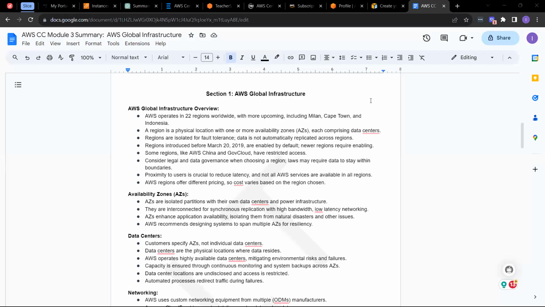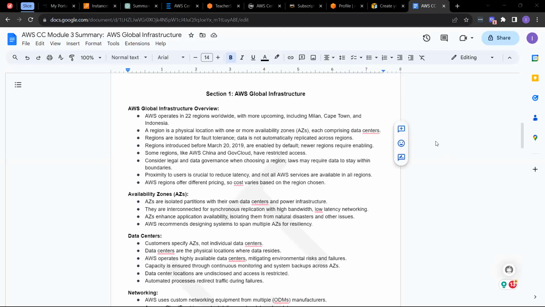However, there are other regions that are restricted. Yes, they are restricted regions, like AWS China and GovCloud. GovCloud is for the US government. And AWS China, because of their data restrictions and privacy rules, has its own private region. Those ones are not available to us. From March 2019, all the regions introduced are automatically enabled. But for regions before that date, you need to go and enable them before you can use them.